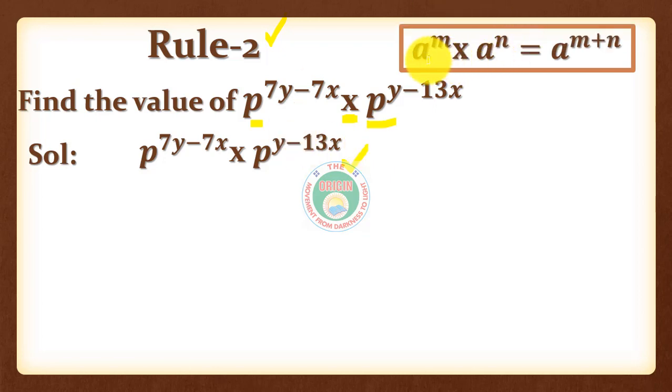Rule 2, what is rule 2? Once observe, a power m into a power n equal to a power m plus n. Bases equal, powers different. Under the multiplication, then the resultant is a power m plus n.